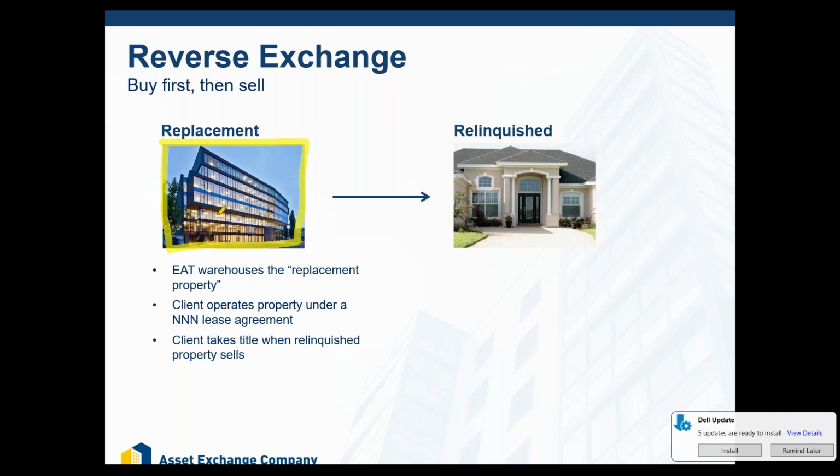My company owns it, but we lease it back to you. Okay, so you get to use the property under a triple net lease. So you get all the burdens and benefits of the property, but my company is on title. And we remain on title to this property until you get your property over here sold. Once this property sells, you can become the owner of the replacement property.